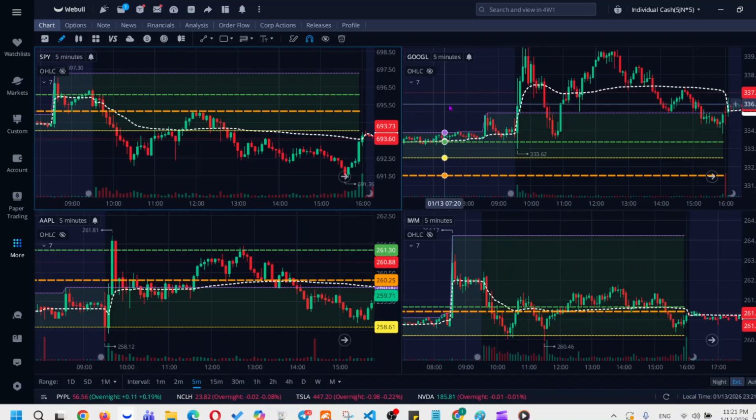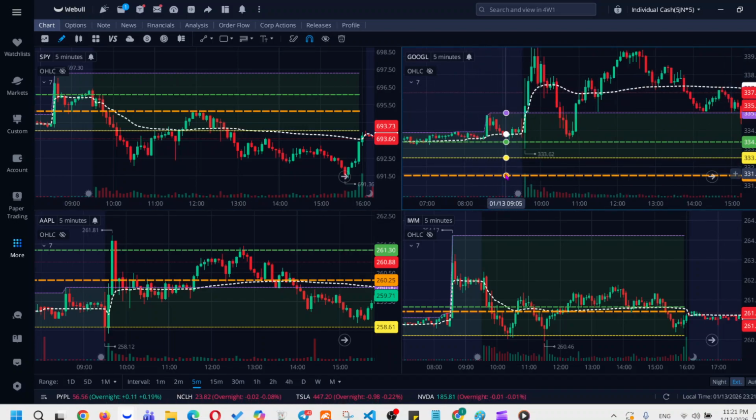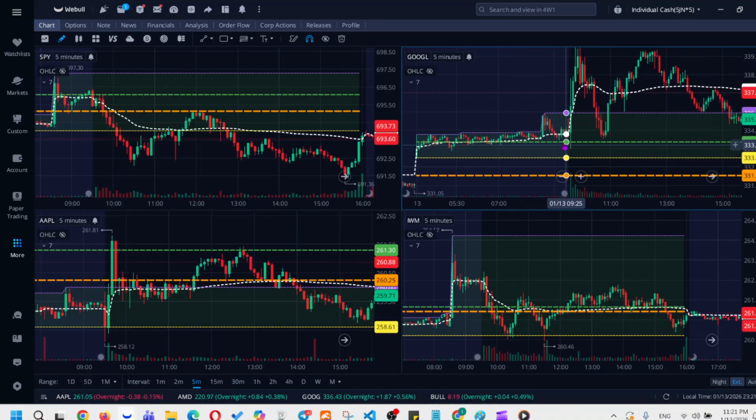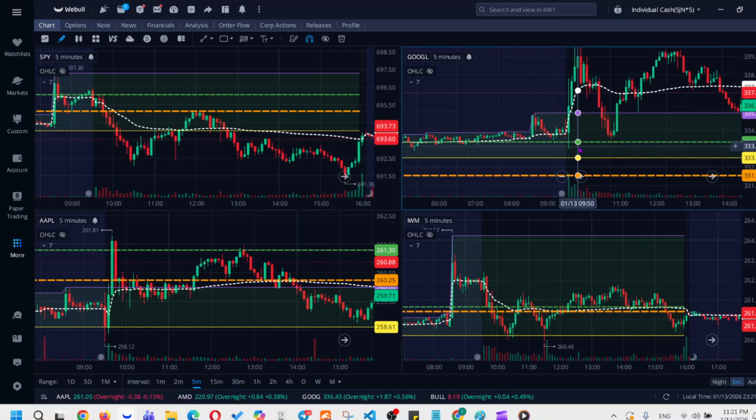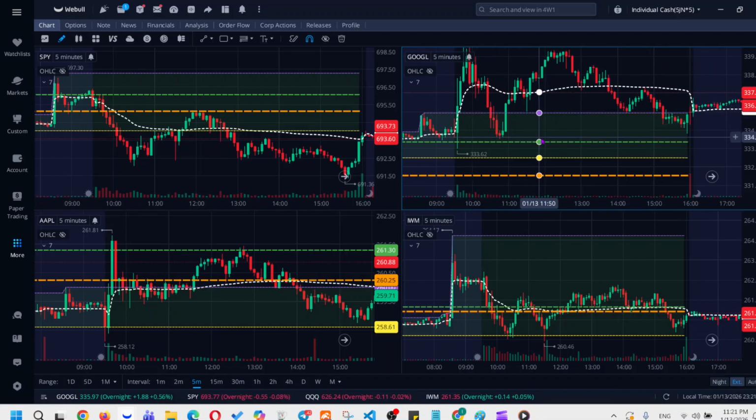Coming to Google, it was one of the strongest stocks for the day. If we see Google, the previous day close was down here. When the stock opened, it had already gapped up, so it did test or interact with the previous day close, but it respected the previous day high right from the open. After a little while, it comes back and again bounces off the previous day high. So this previous day high could have been used as a good entry location over here.